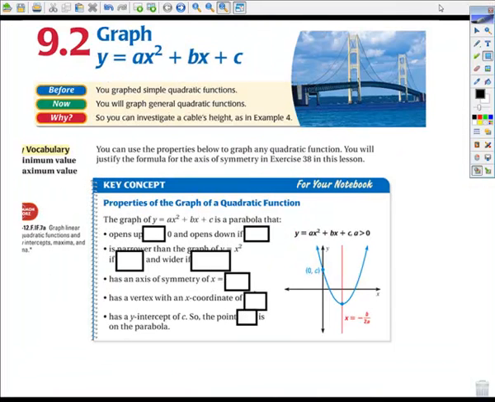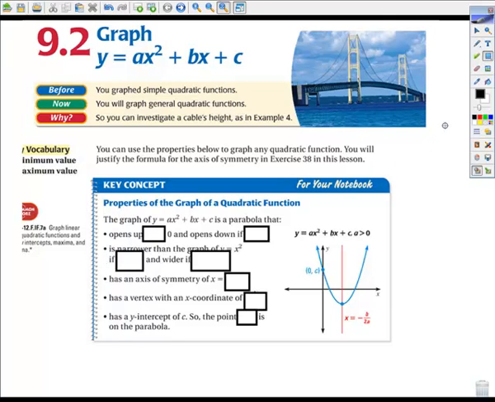Lesson 9.2 is graphing the parabolas, but now they're in the form y equals ax squared plus bx plus c. Whereas when you had lesson 9.1, we did not have that middle term. It was just y equals ax squared plus c. And recall that c was the y-intercept. We can use these properties below to graph any quadratic function. And you're going to justify the formula for the axis of symmetry if we end up doing lesson 9.2 problem 38. Alright, so here we go.